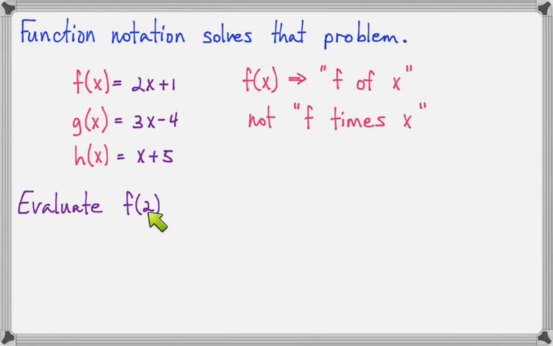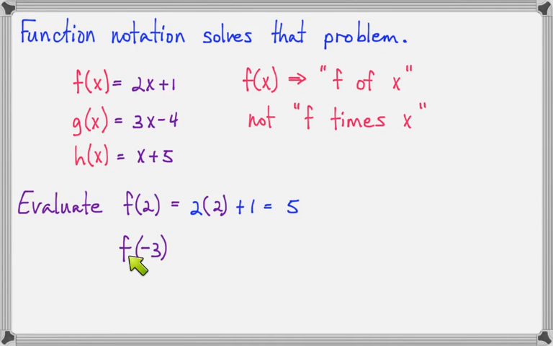Now let's evaluate f of 2. Now what that means is we will take the letter x out of here and replace it with a 2. See how the 2 is in the place of the x? That means I should use this function, and the x should be replaced with a 2. So now instead of 2x plus 1, it will say 2 times 2 plus 1, which will be 5.